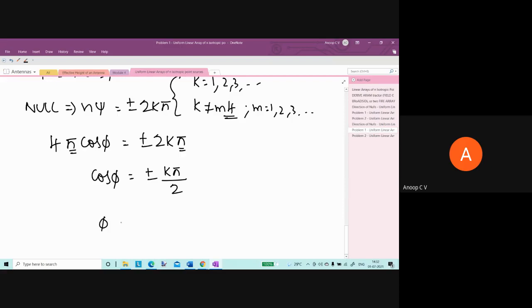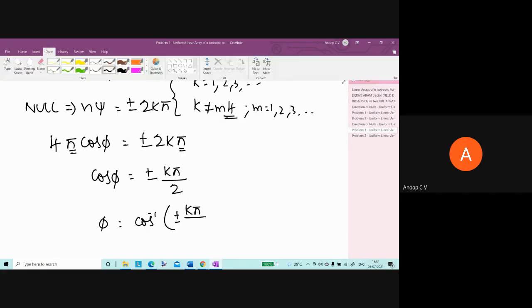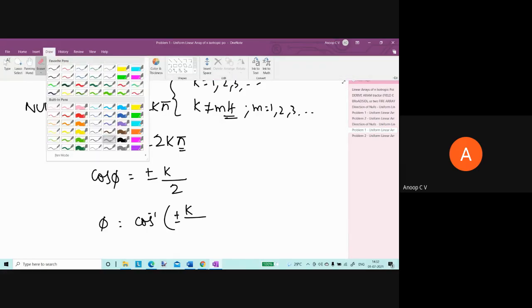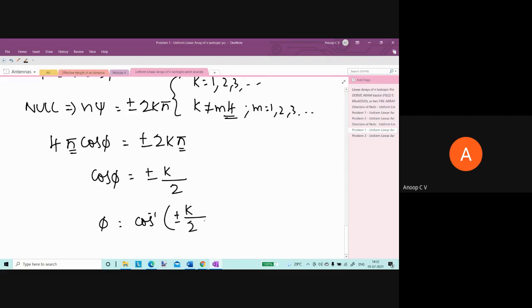And phi will be equal to cos inverse of plus or minus k pi. Sorry, pi again is not there. Sorry, I'm making a mistake. Pi got cancelled, I told pi got cancelled, so k pi is not there. I'm really sorry. So k by 2, right? Phi is cos inverse of plus or minus k by 2, where k can be 1, 2, 3, etc., and k cannot be m times 4. K cannot be an integer multiple of 4.